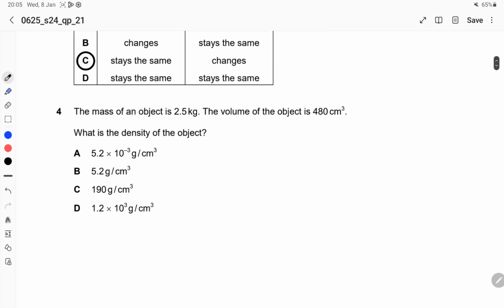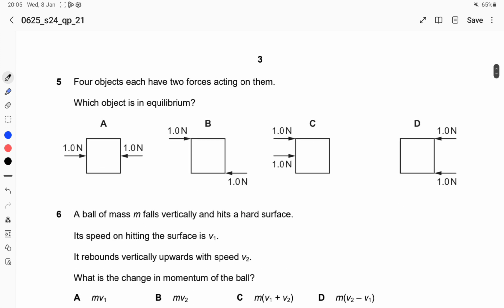Okay, we go on to the fourth one. Straightforward question. Mass is 2500, volume is 480 centimeter cube, density is mass upon volume. But if you look at the options, mass is in grams, so convert this. Kilo means 1000, so 2500 upon 480. Round this up to 50, and this becomes 5. The closest answer is B. I don't have a calculator, so I'm just rounding it up. You people can use a calculator.